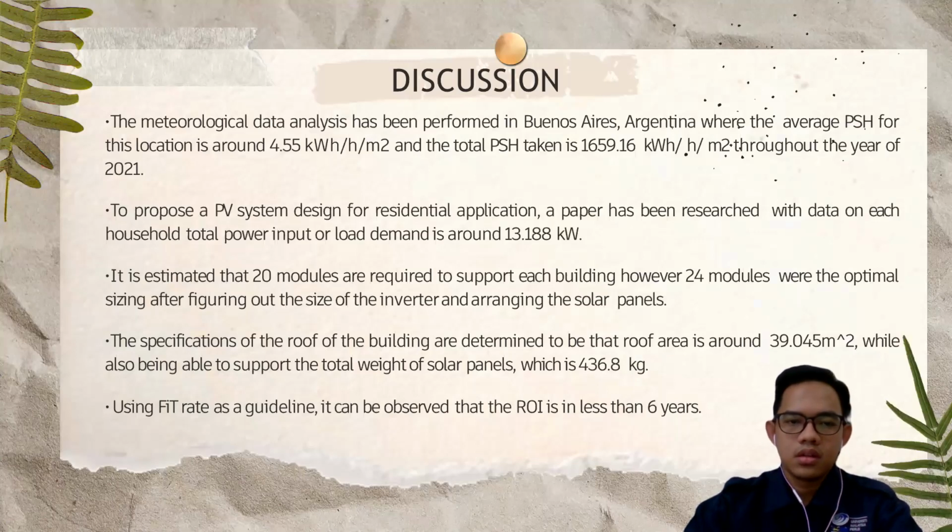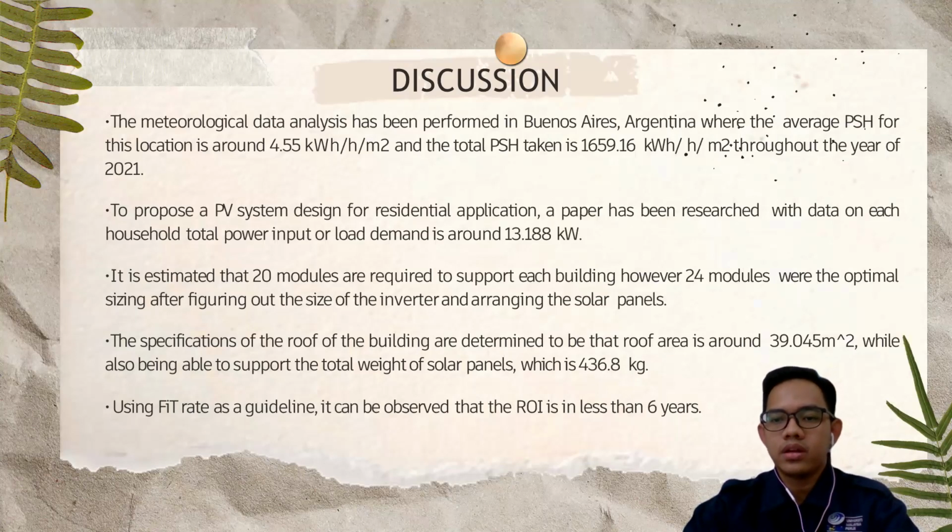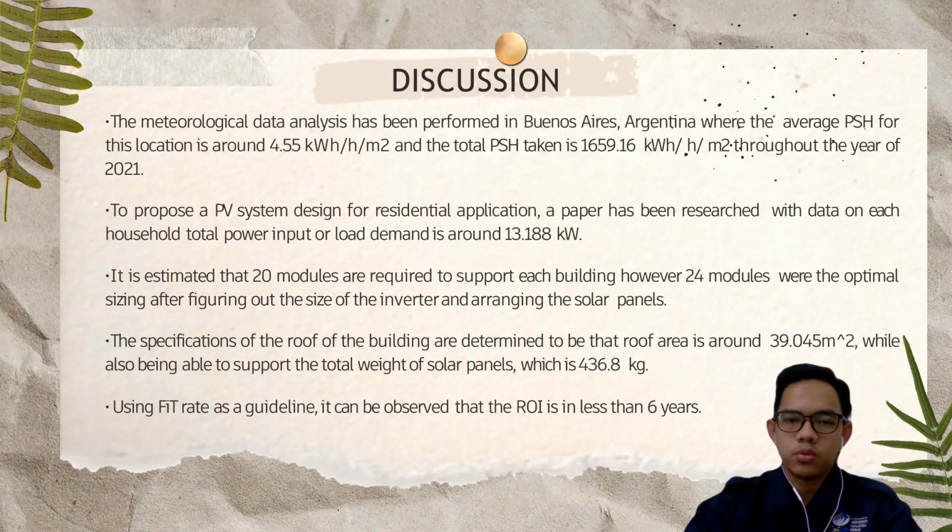For the discussion, the meteorological data analysis has been performed for Buenos Aires, Argentina, where the average PSH for the location is around 4.55 kilowatt hour per meter square, and the total PSH is around 1,659.16 throughout the year 2021. To propose a PV system design for residential application, a paper has been researched with data on each household, where the power input or load demand is around 13.188 kilowatt hour. For the ROI, as we discussed, we get less than 6 years.